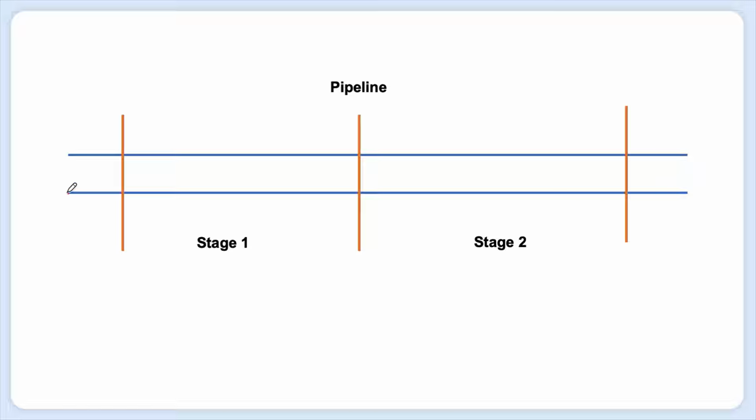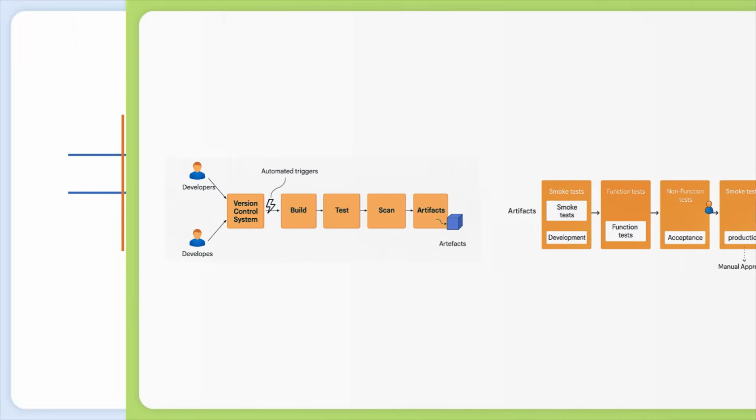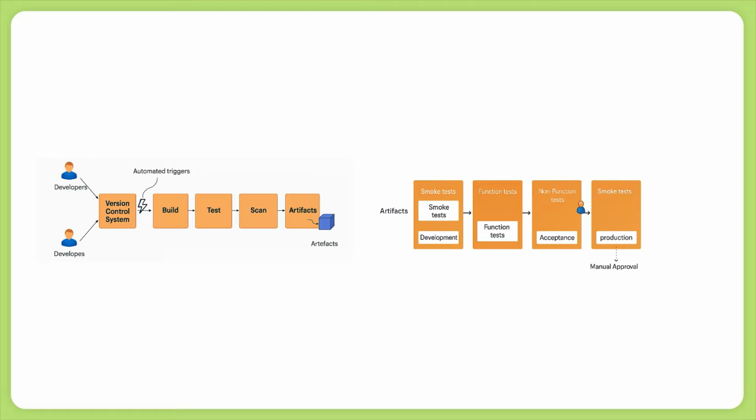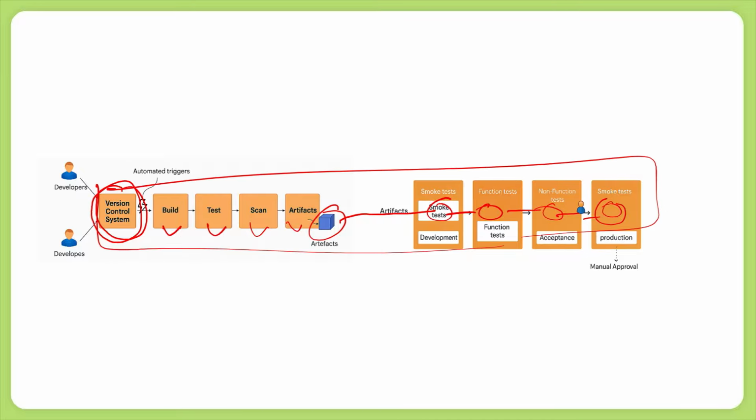Imagine this is a pipe. When we put some water in one side, the water comes out from the other side. Similarly, here we have the developer, and when the developer commits their code, the code goes to version control, and from there it goes through the different stages. Finally the artifact gets created, and then it gets deployed to the different environments. So in this pipeline, something is flowing.